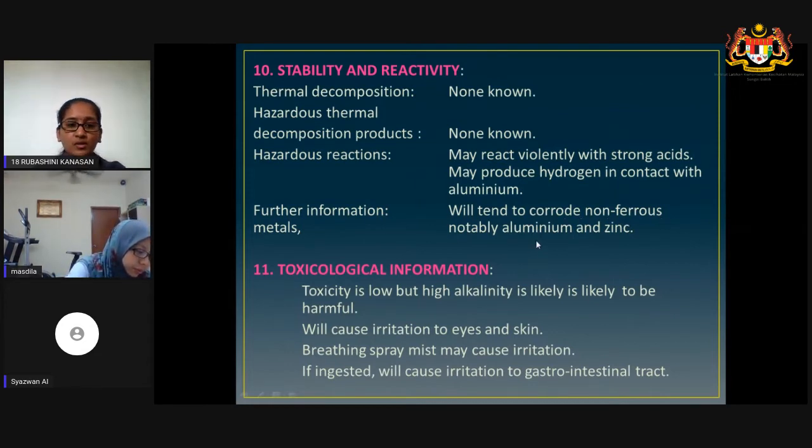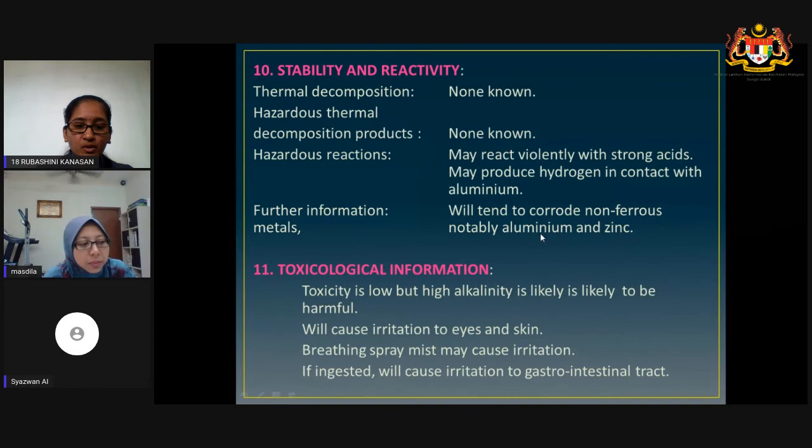Okay, for the toxicology information, toxicity is low, but high alkalinity is likely to be harmful. It will cause irritation to the eyes and skin. Okay, breathing spray mist may cause irritation. If it's ingested, will cause irritation to the gastrointestinal tract.